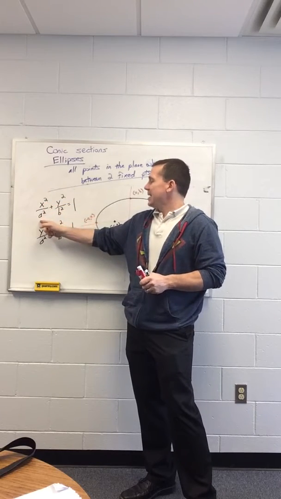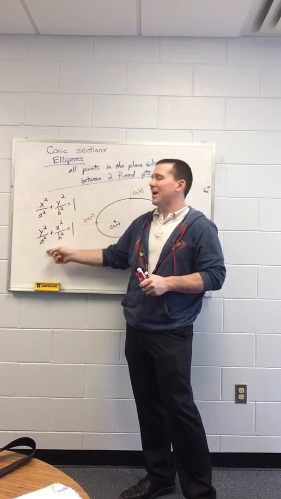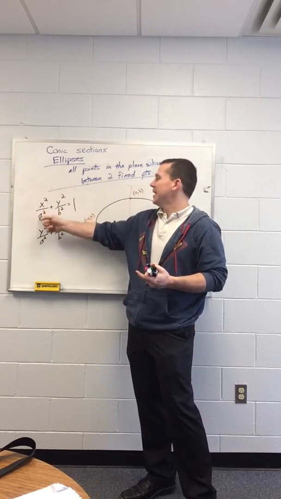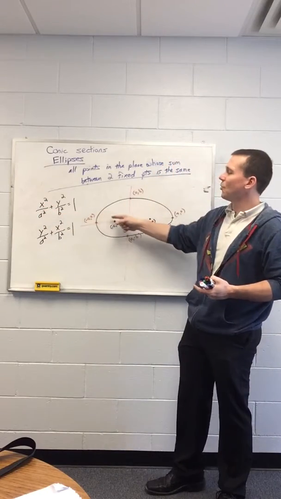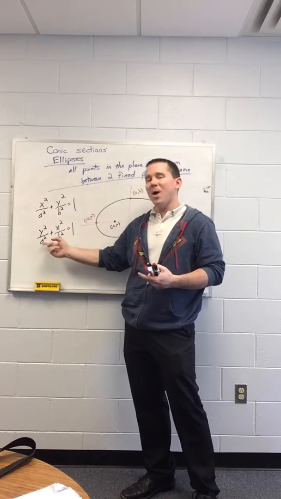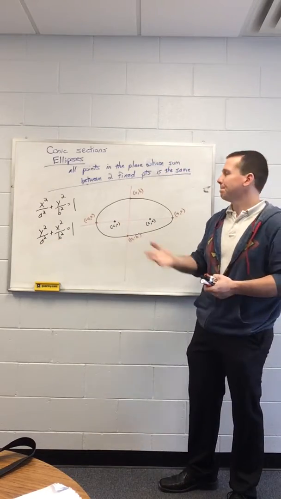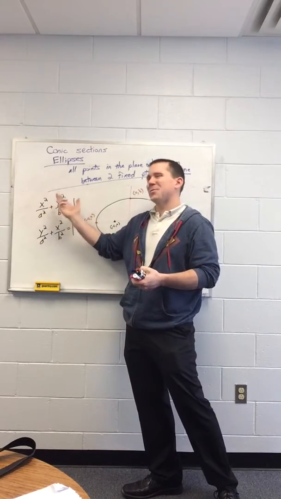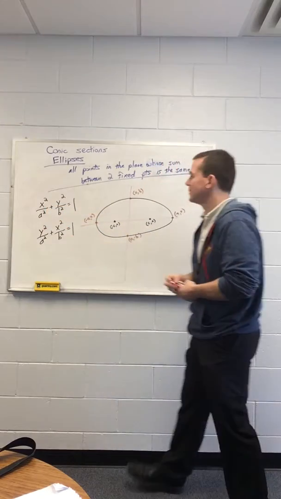Basically, a is the major axis, b is the minor axis. Wherever the a is, whether it's under x or y, that tells you the orientation of your ellipse. Here it's under the x, which means my major axis is in the x direction, it's horizontal. Here it's under the y, so my ellipse would be oriented vertically. It doesn't matter how you actually write them, whether you put the x first or the y first, as long as you understand the bigger number tells you your orientation.